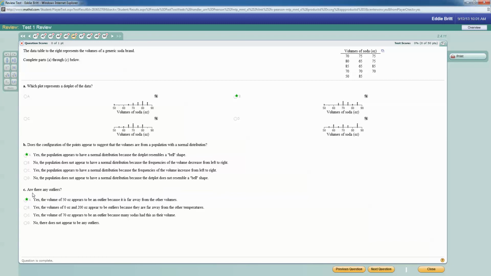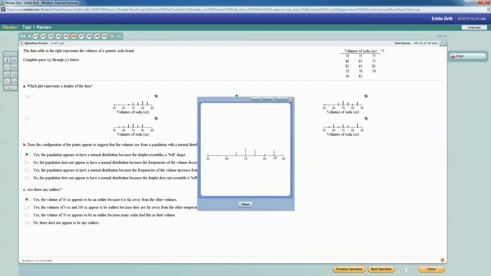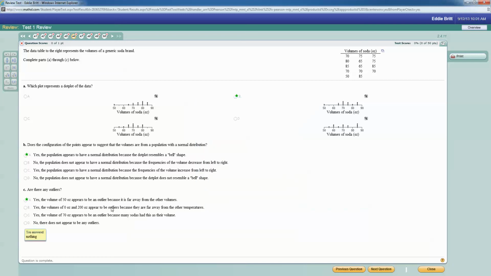Are there any outliers? Outliers are values that are not close to the middle of the set of data. So like this 85 here, those are outliers. Okay.